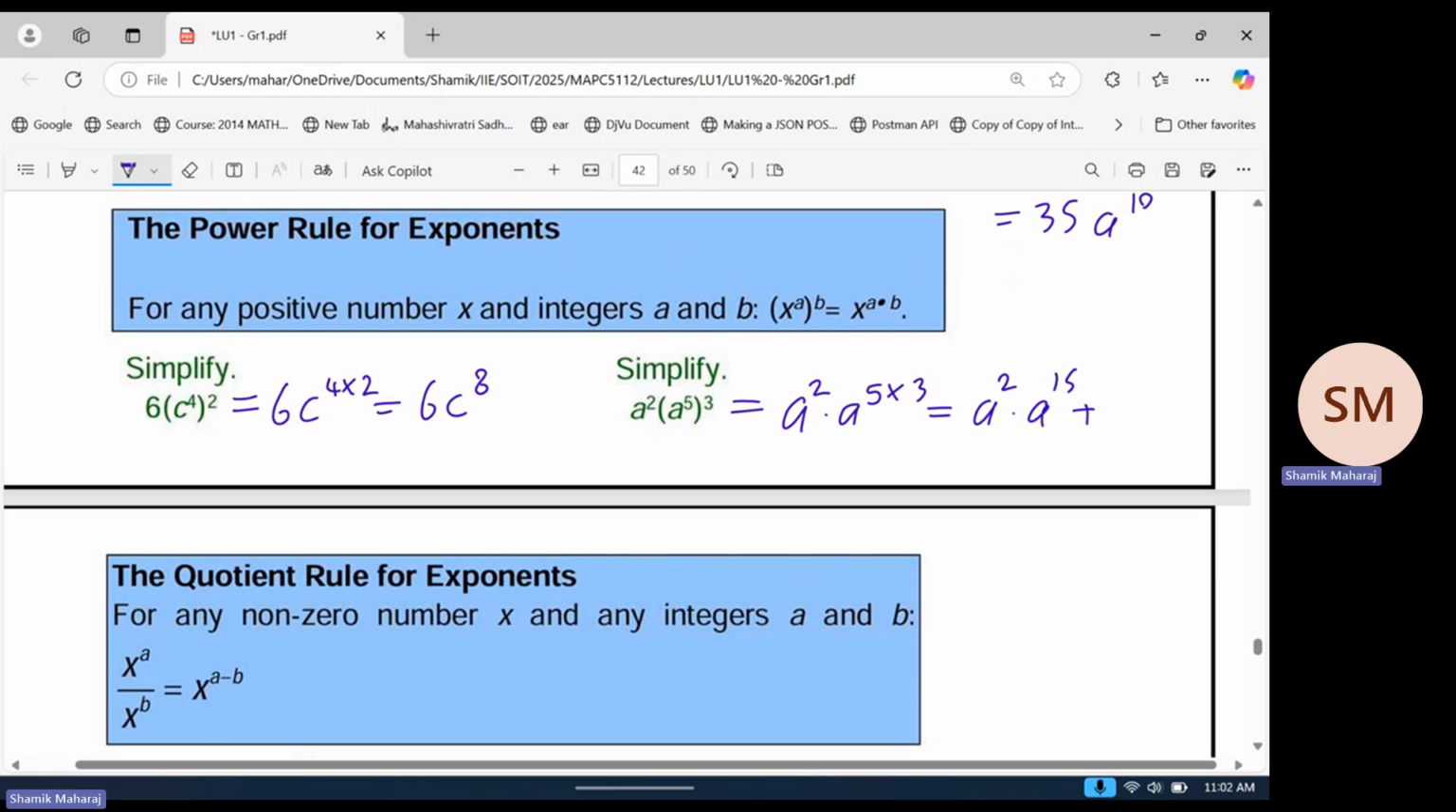A squared multiplied by a to the 5 times 3 gives us a to the 15. Now we just add these two numbers together. This is equal to a to the power 2 plus 15. Again, using the rule above. We're always using the rules above, product and power rule together. This becomes a to the power 15, 16, 17.